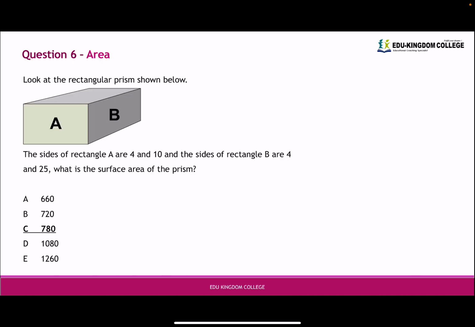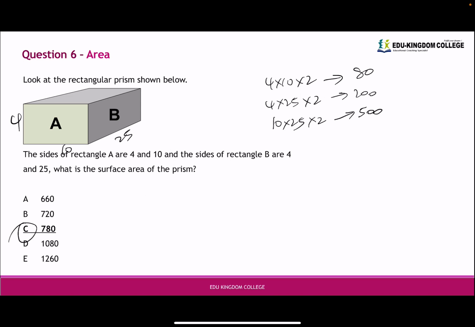Question 6, we have side A, which is 4 by 10, and then side B, which is 25 by 4, which means that we have two sides that are 4 by 10, two sides that are 4 by 25, and then two sides that are 10 by 25. So that's top and bottom. And so when we add those all up, we should get 780. So that's 80, that's 200, and that's 500.